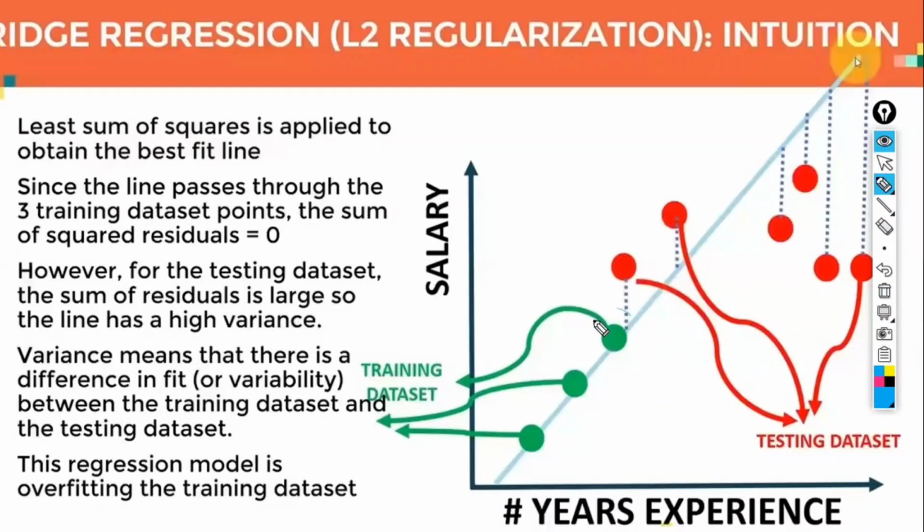So let us take an example where you have only 3 data points. Only these 3 data points are there for training purposes. Now, if you apply the least squares method, you simply draw a straight line over this. The least squares method means nothing but linear regression. You are applying a normal linear regression and it passes through all the training data points. Since it passes through the training data points, the sum of the errors is equal to 0. Now this is the test data.